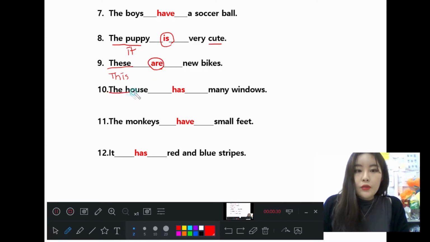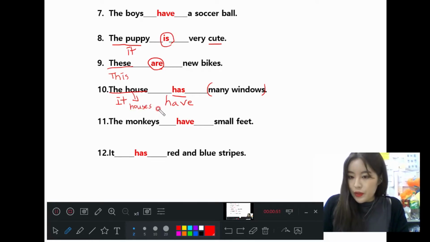And the house, we can change it to it. house는 많은 창문을 가지고 있다. So we are going to use has, not have. If we want to use have, then the word house should change to houses. We're gonna make it plural, okay?